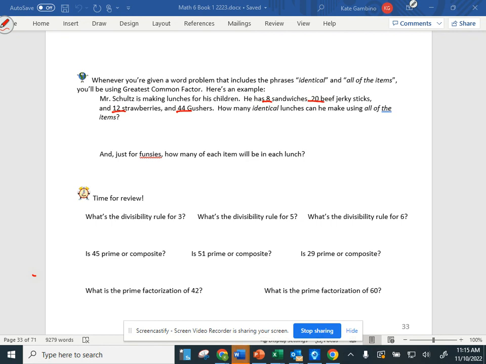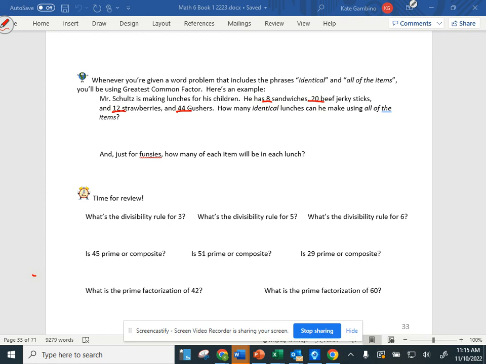And then just for funsies, how many of each item will be in each lunch? So if you know what the greatest common factor is, and you know what the total number is, can you tell me how many would go in each of the lunches? It would be its factor buddy.